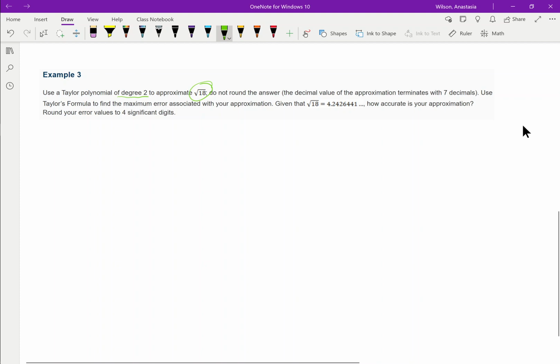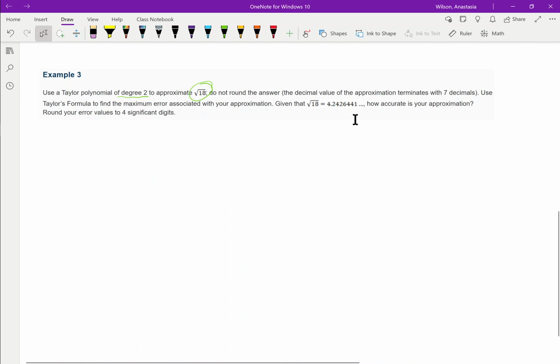Now that does assume that you choose the same function and center that the solution for this example uses, but considering what we saw in the previous example, you should be able to pick an easy function and a more accurate center, and if you follow those guidelines then you will come up with the same function and center. So we will use Taylor's formula to find the maximum error associated with our approximation, and we're going to use the decimal exact value, or the calculator exact value, to figure out how accurate the approximation is.